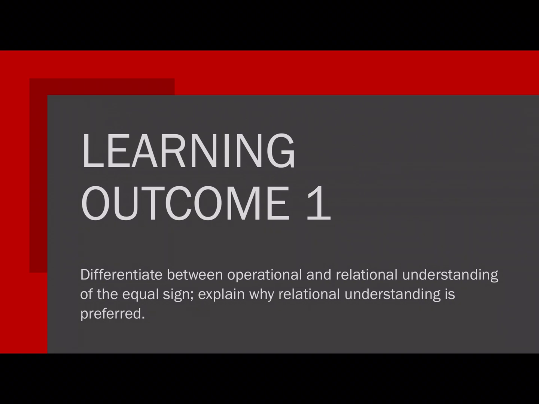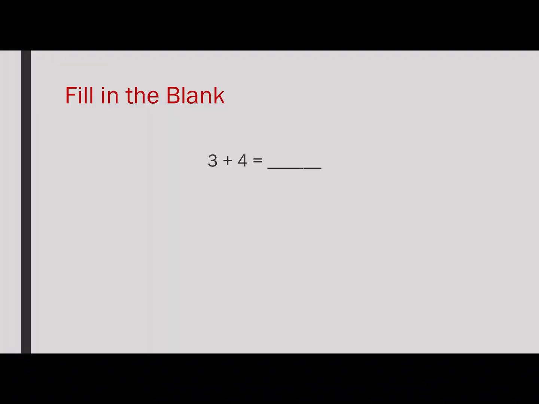So the first learning outcome is part of the first unit, which is on the equal sign. And we're going to differentiate between operational and relational understanding of the equal sign. Okay. We want to explain why the relational understanding is preferred. Okay. So going on to the next slide here, we want to fill in the blank. So I want you to pause the video and fill in the blank with what you think should be in the blank.